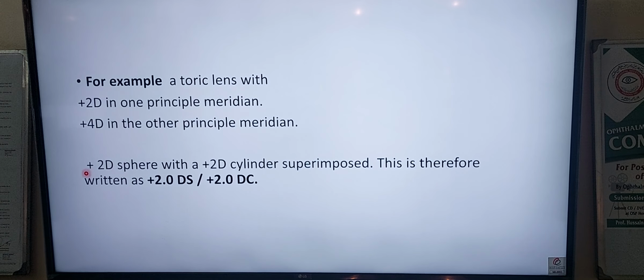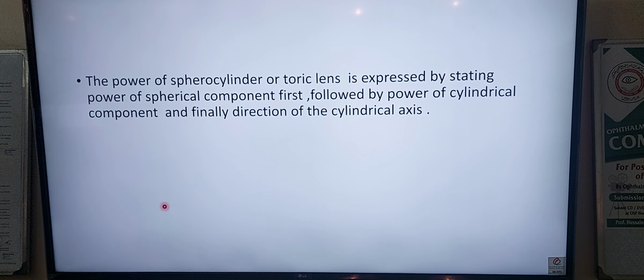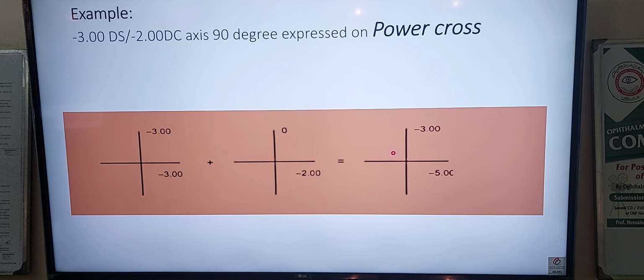The power of a spherocylindrical or toric lens is expressed by stating the power of the spherical component first, which is followed by the power of the cylindrical component and finally the direction of the cylindrical axis. Here is a -3 diopter sphere and -2 diopter cylinder axis 90° expressed on a power cross. This is how the sphere is presented on the power cross. It has the same power in all the meridians. This is the -2 cylinder with axis at 90°, so its power is acting at 180°. So when we add them, at the vertical meridian the power is -3 diopter and at the horizontal meridian the power is -5 diopters.